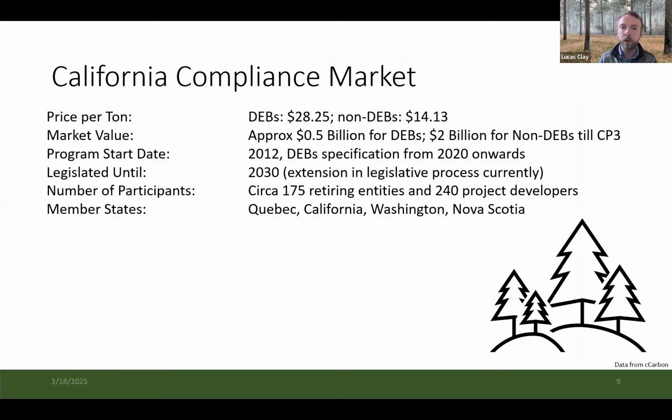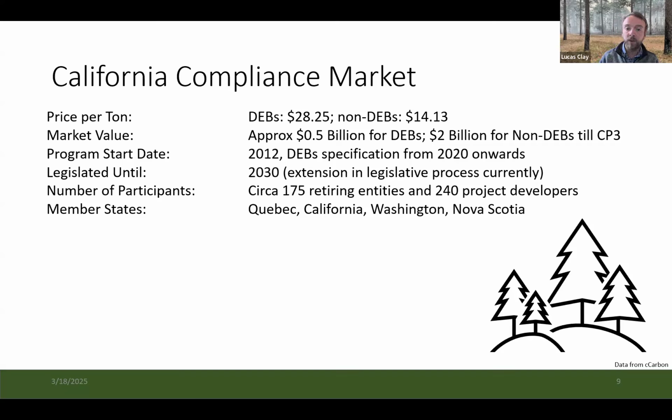So in the California compliance market, when we look specifically at offset credits, we're looking at two different types of credits, the DEBs and non-DEBs. DEBs are direct environmental benefits. The easiest way to look at this is that these are credits produced in California, so these are forestry projects that are in California. They have a higher price premium because of the regulatory requirements surrounding them. They're around $28.25 a ton, whereas projects outside of California are averaging about $14 a ton. This is also reflected in the market value.